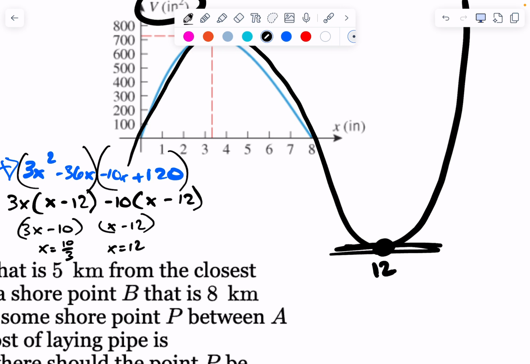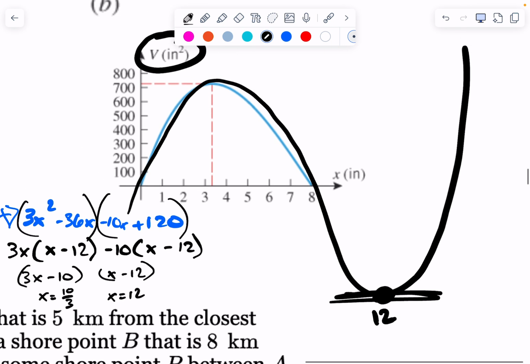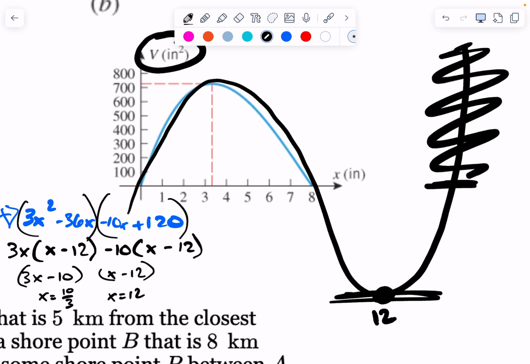If it goes back up, it would have to stop here, realistically. But I'm just talking about the function in general, it would look like that. So this doesn't even exist. This really doesn't even exist either.